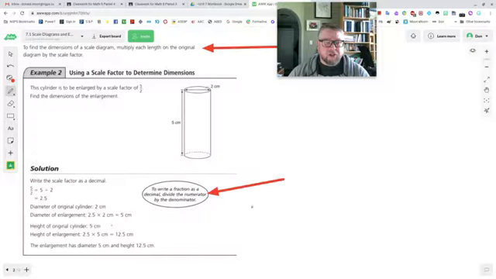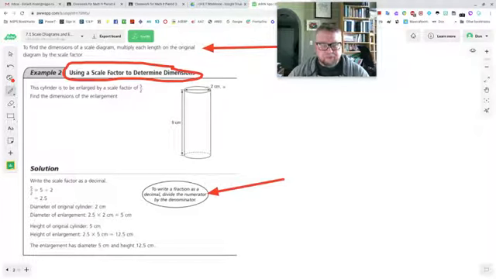The second thing I want to talk to you quickly about is right here where this arrow is. So to find the dimensions of a scale diagram, we multiply each length in the original diagram by the scale factor. So here, we're going to be using a scale factor to determine the dimensions. So we have a cylinder right here. The height is 5. The diameter is 2. Not the radius, of course. And so it's a 5/2 ratio.